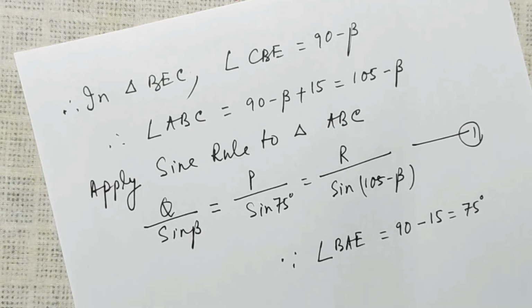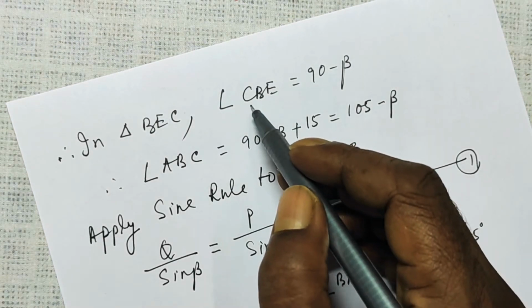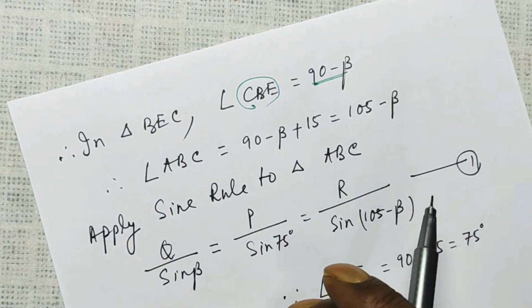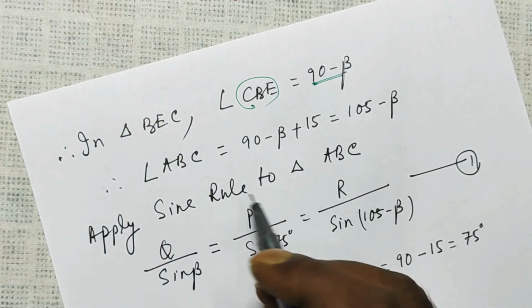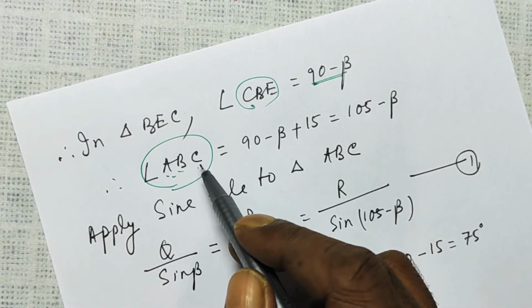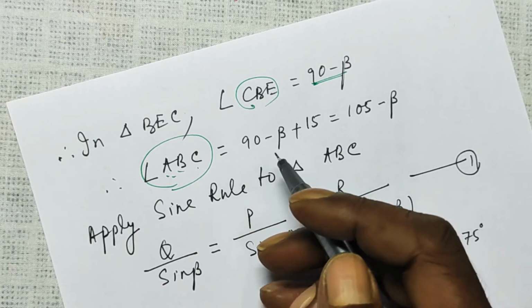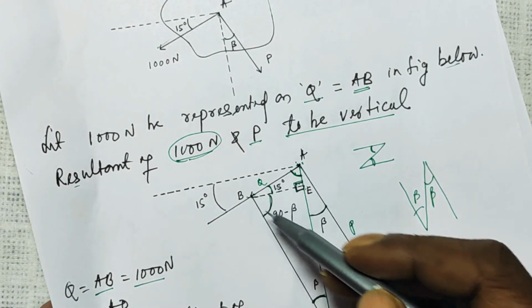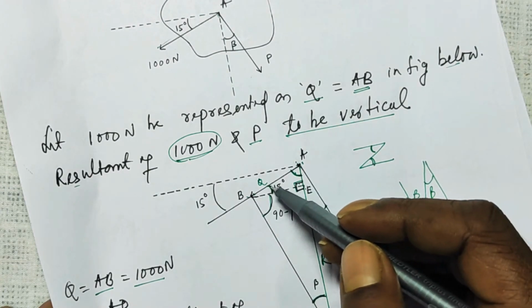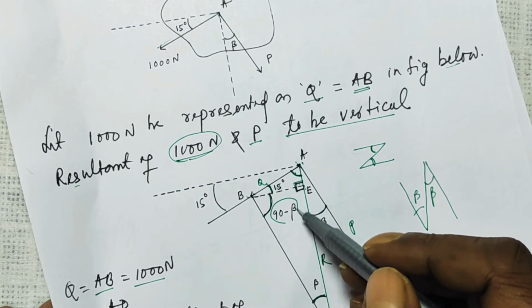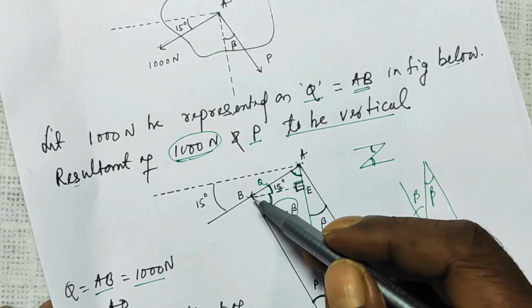So in triangle BEC, CBE is 90 minus beta, as I just explained. Now look at this part, angle ABC. That is this angle. This is 90 minus beta, this is 15. So 90 minus beta plus 15 will be angle ABC.